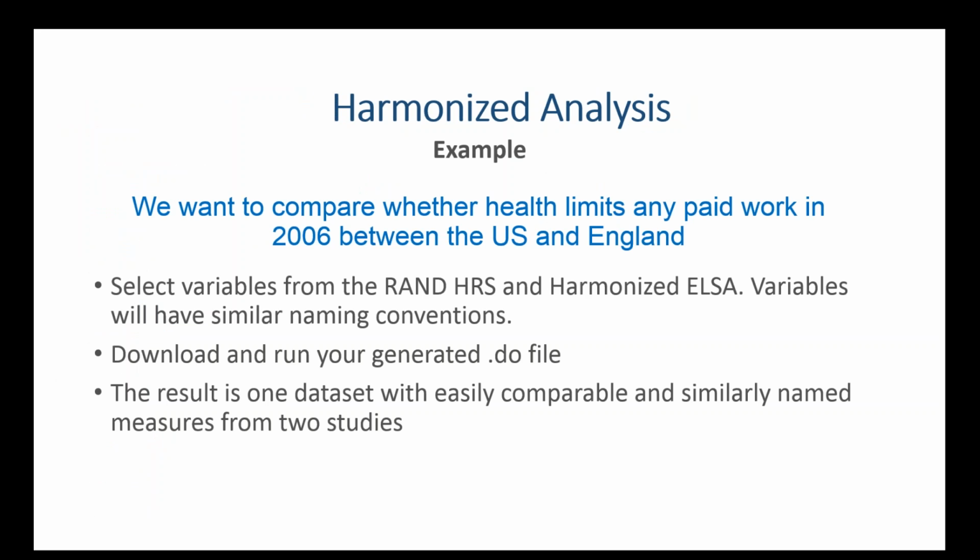So let's look at another analysis example, but using harmonized data. And we can see what some of the benefits of using harmonized data are. Say we want to compare whether any health limits paid work in 2006 between the US and England. So we're going back to that original question, but this time we're going to use harmonized data. We're going to select variables from the RAND-HRS and the harmonized ELSA, variables we know are going to have a similar naming convention. And we're going to download our do file, and the result is going to be one data set with easily comparable and similarly named measures from the 2 studies.